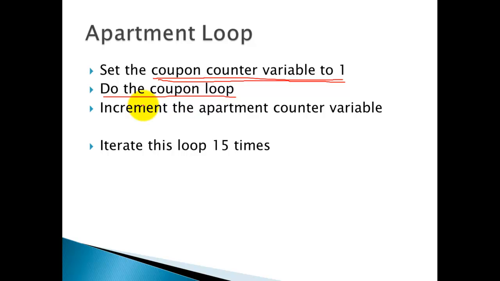After you're done doing the coupon loop, increment the apartment counter variable. Again, that apartment counter variable was initialized or set to 1 before we get to the apartment loop. We'll see that in the next slide. And then, of course, you're going to iterate this loop 15 times because we had 15 apartments.